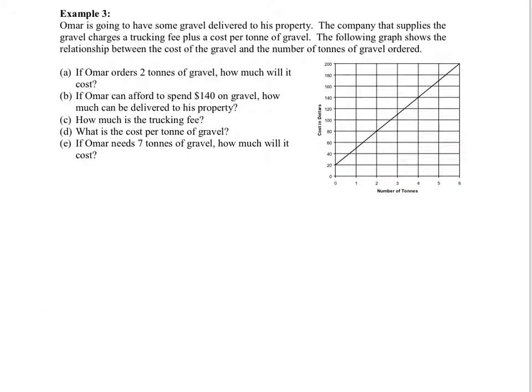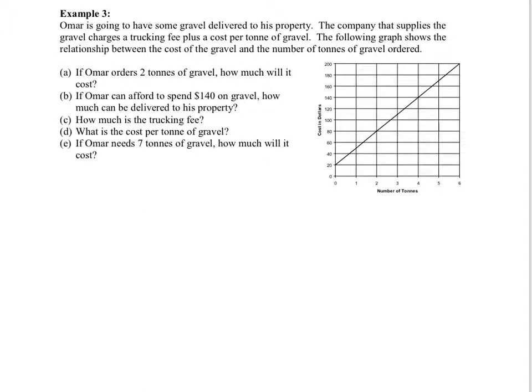Okay, in example 3, we have Omar is going to have some gravel delivered to his property. The company that supplies the gravel charges a trucking fee plus a cost per ton of the gravel. The following graph shows the relationship between the cost of the gravel and the number of tons of gravel ordered. So let's just take a look at it here. So we have the number of tons on the horizontal axis, and then on the vertical axis we have our cost in dollars.